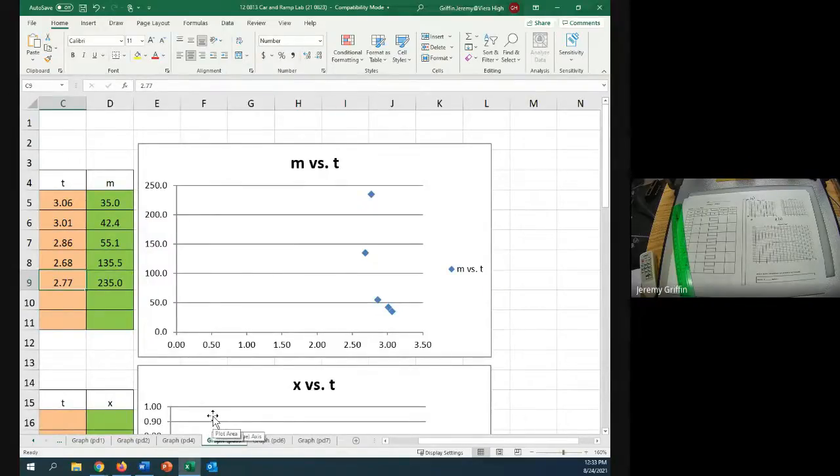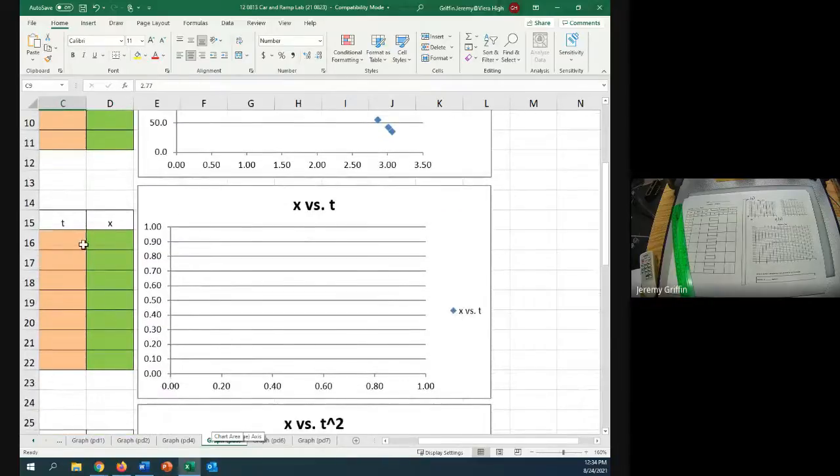Okay. You guys ready to move on to the next graph? Okay, so X versus T. What's the relationship between distance and time? Now, the way I had you hypothesize yesterday, we did some hypotheses for all these, was if you double the distance, does that also double the time, or does it more than double the time, or less than double the time? Well, let's see what the data says.